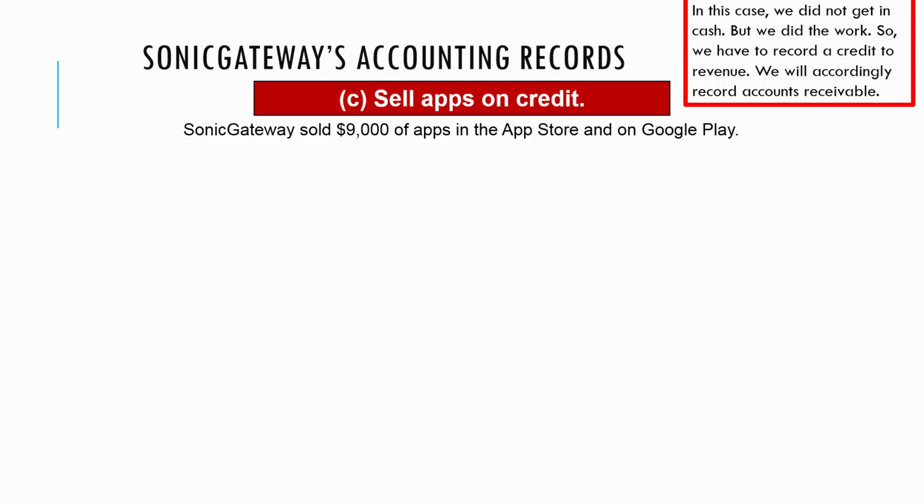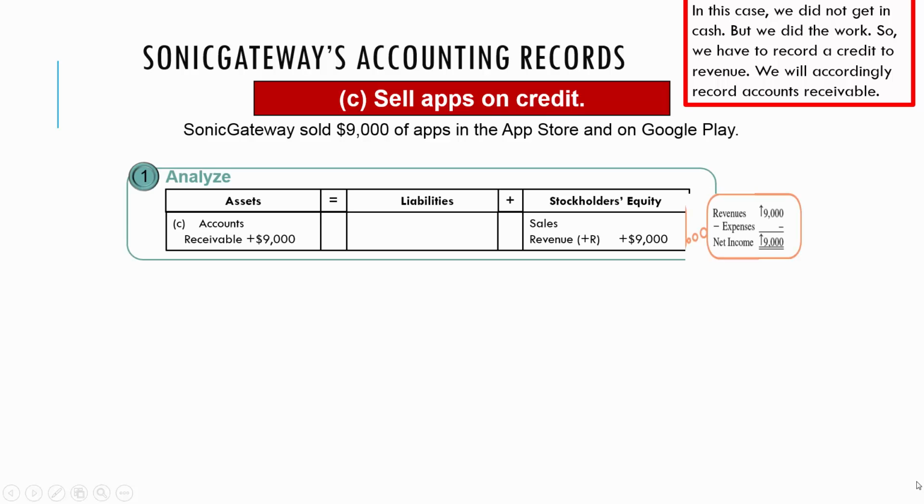In this case, we are going to have this company, our company, Sonic Gateway, selling apps on credit. And so they're going to sell, and selling means revenue, and they are going to sell the apps. The apps are going to leave. They're going to be in the possession of the customer who has purchased the apps, so we have revenue. Definitely have revenue. But it says up here on credit. Now, just like on account, which is an account payable, on credit means an account receivable.